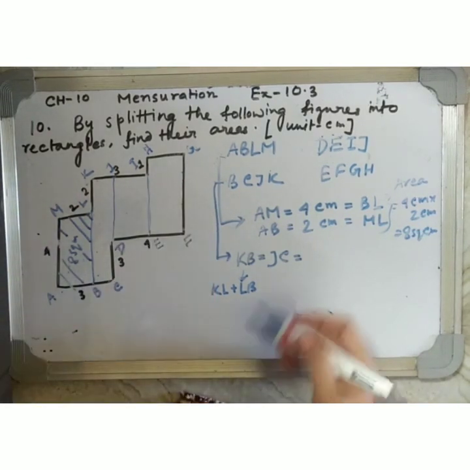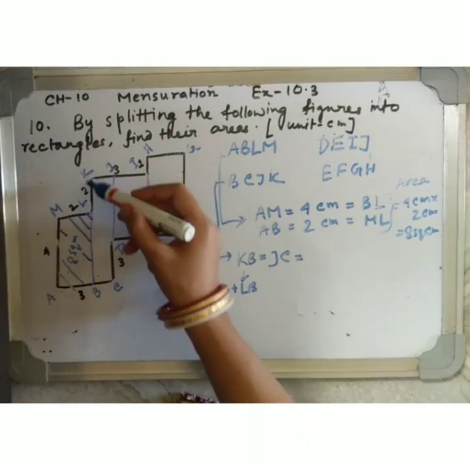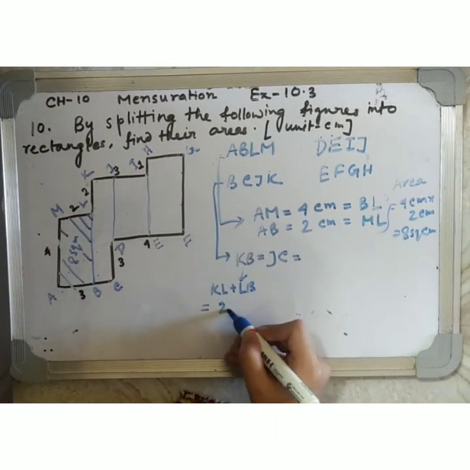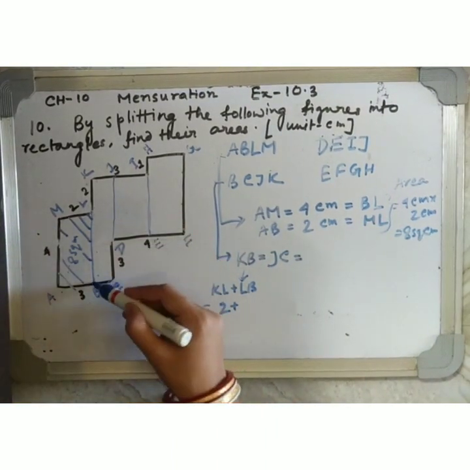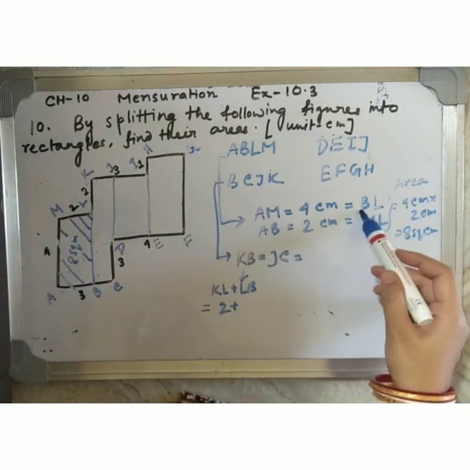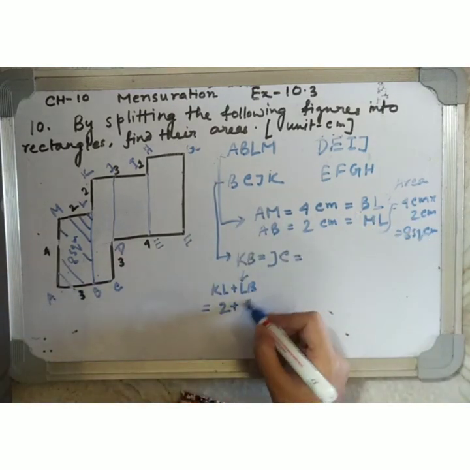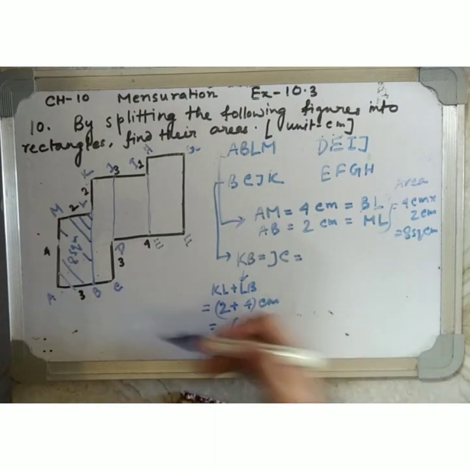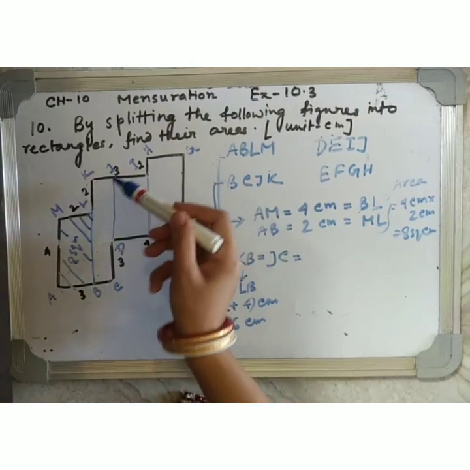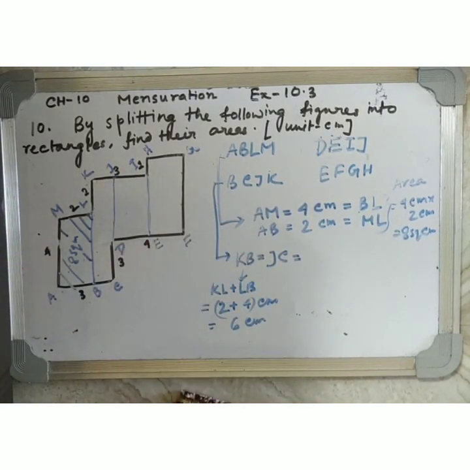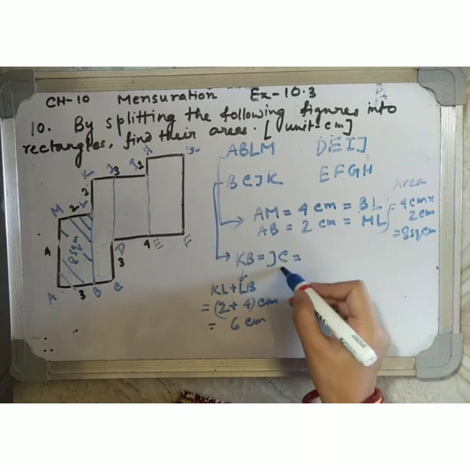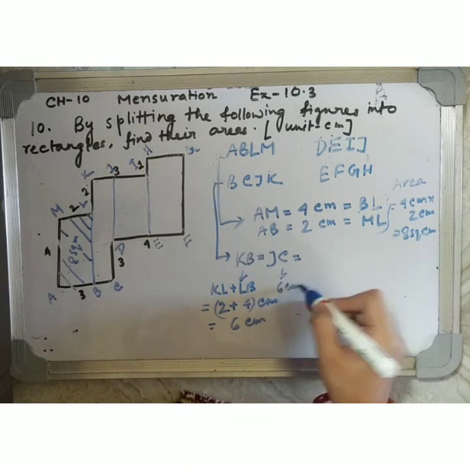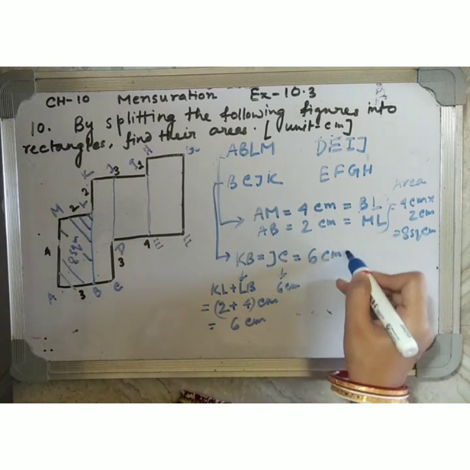Very easy. So the length of KL is 2 centimeter given, and the length of LB, which you have already found, LB or BL is 4 centimeter. So the total length of KB is 6 centimeter. So if KB is 6 centimeter, definitely JC will also be 6 centimeter, isn't it?